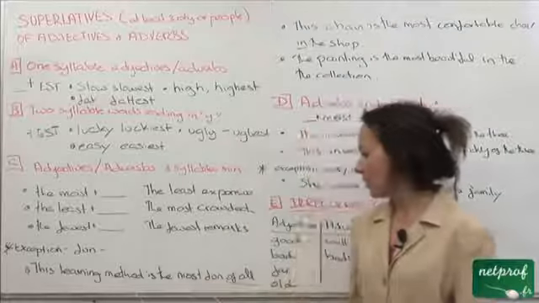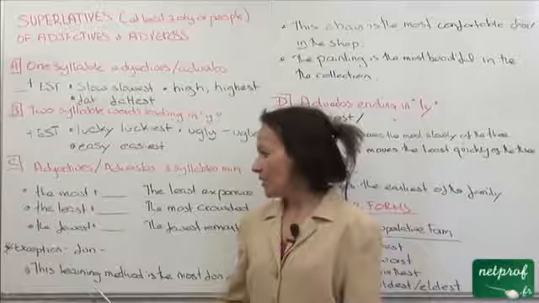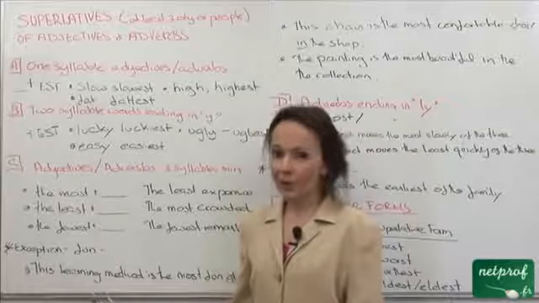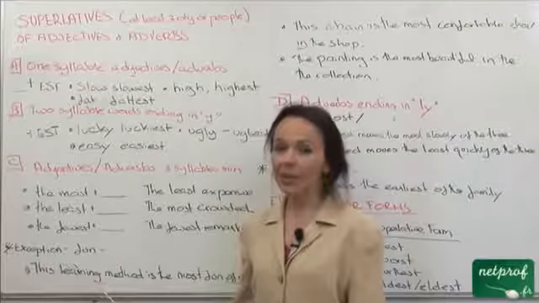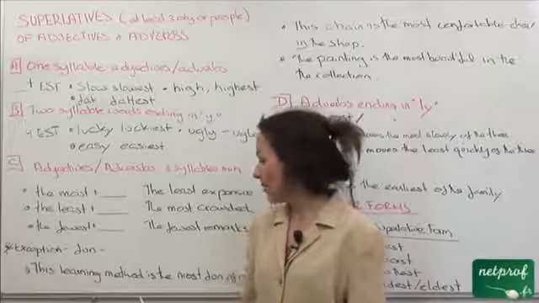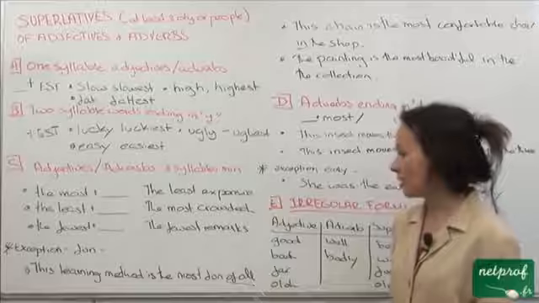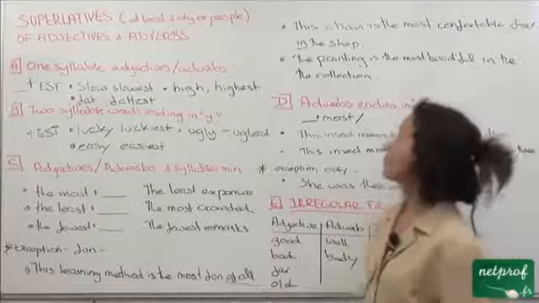Example, this learning method is the most fun of all. We have an exception, which is the word fun. It's a one-syllable word, but we cannot say funner or funnest. So we have to say the most or the least fun, and we have a sentence here: this learning method is the most fun of all.